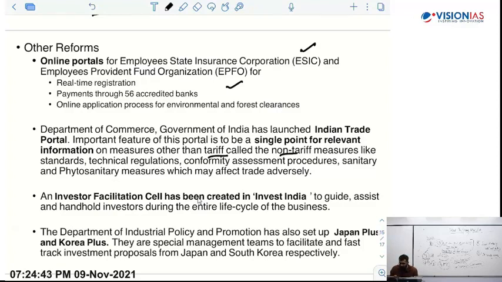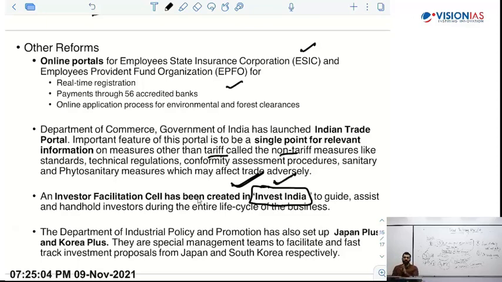Now this is a very important step. Investor cell called Invest India. See, whenever a foreign country wants to invest in the country, India has to have certain domestic mechanism, so that that's one point where you get to know all the information. This Invest India is that.